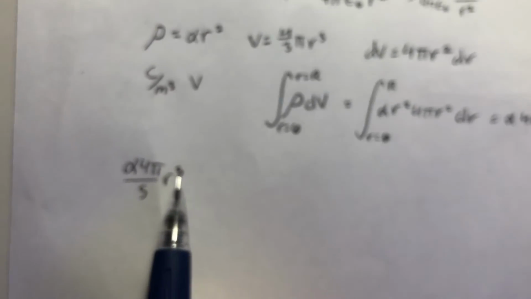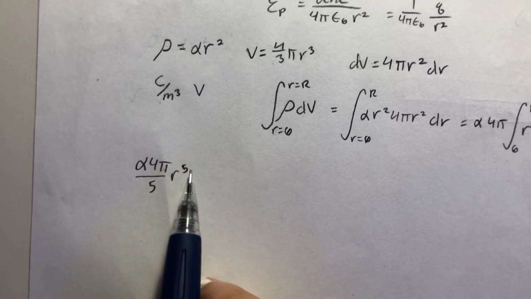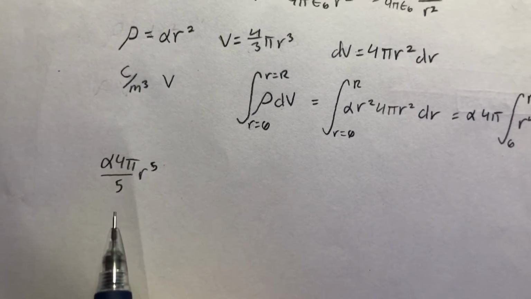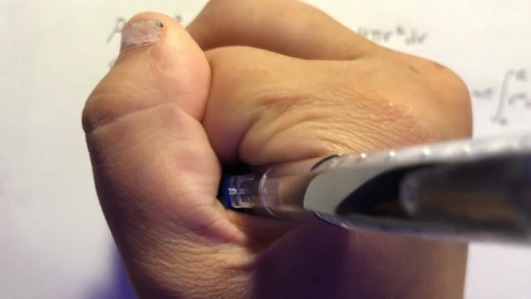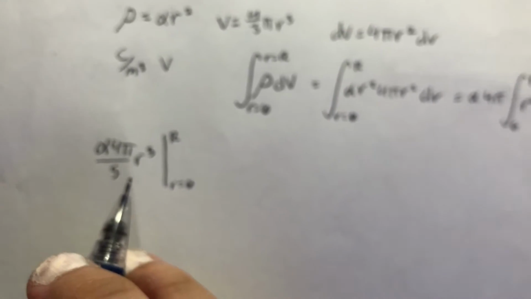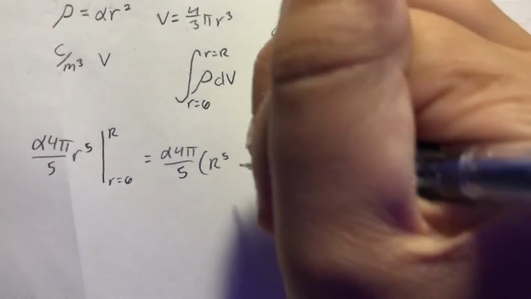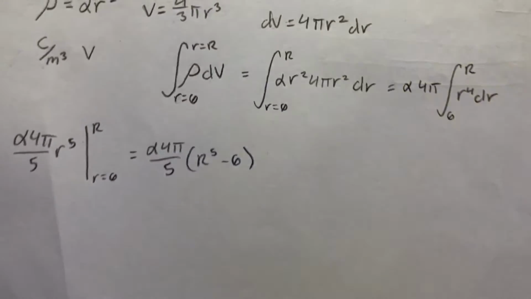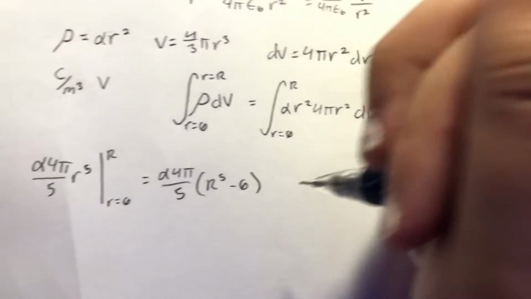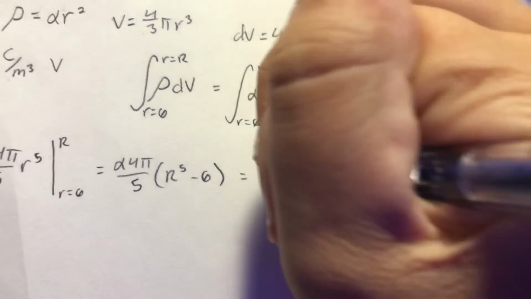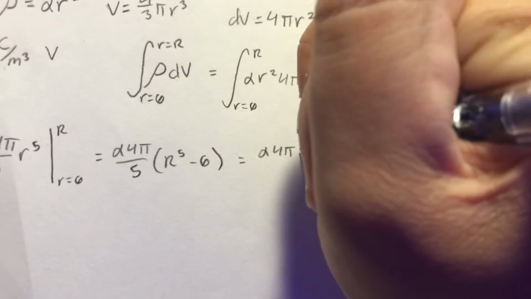And again, because of that exponent, taking the derivative of that exponent would have multiplied in to get rid of that 5, which is why it's not seen in the original. And we're still evaluating that from r equals 0 to big R. Now if we plug in for r, that's going to give us alpha 4 pi over 5 times our big R to the 5th minus 0.